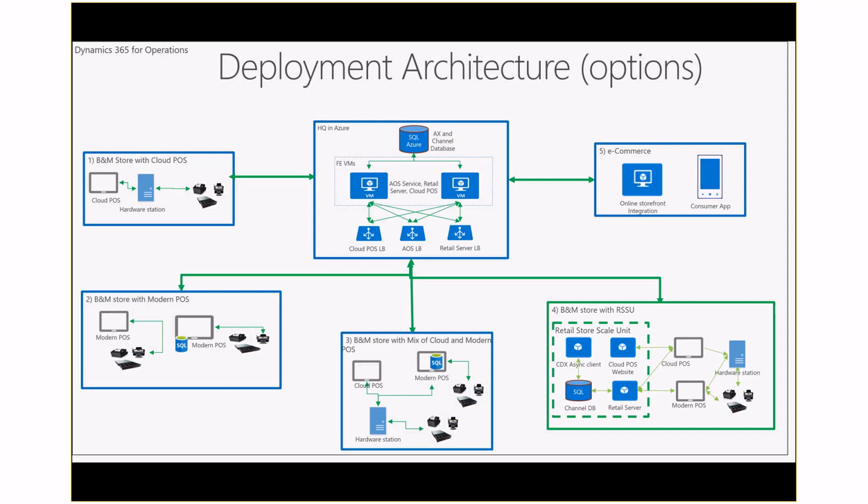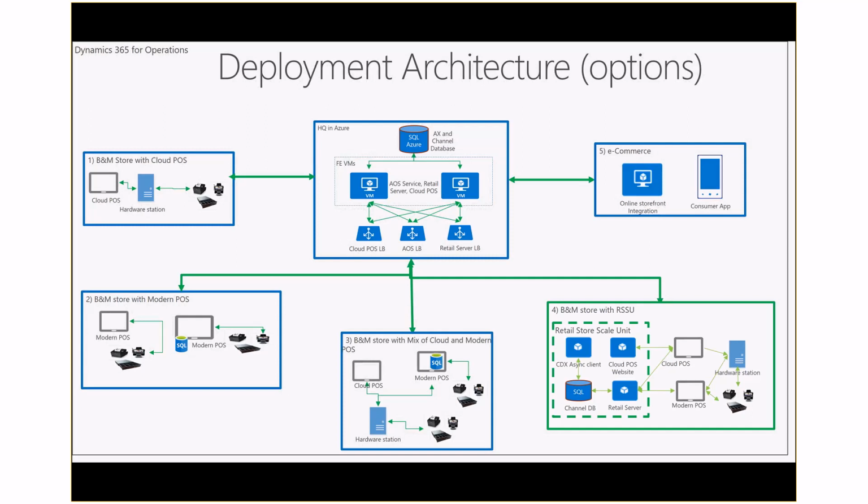We'll show you a couple of examples on this slide, and then we'll talk about a couple of considerations that are important. You can see here in the middle we have the headquarters in Azure. This is right now the only option, but in a future update, we will also have on-premise releases. For this talk, let's assume this is always in Azure, and we have a load-balanced system of multiple front-end machines, and we always have automatically deployed a retail server, Cloud POS, IaaS web application with the AOS together.